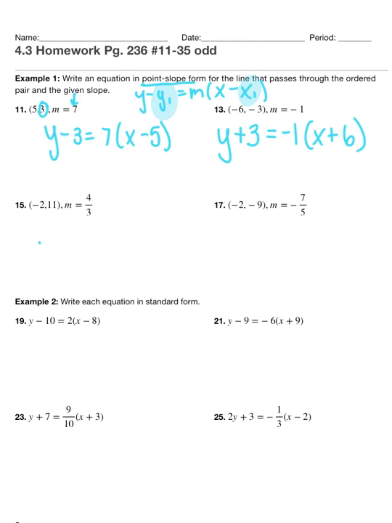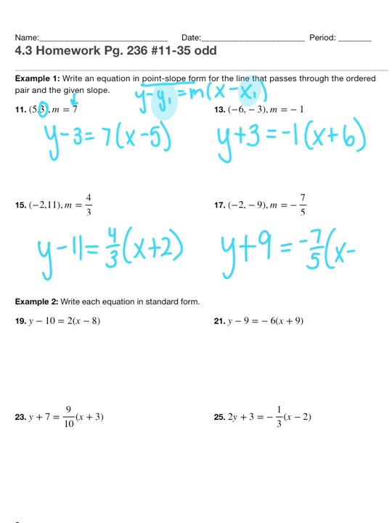On number 15, it's going to be y minus 11 equals 4/3 times x minus, and then it's negative 2 to merge with that to make a plus sign. And again, one more time, y minus negative 9 equals negative 7/5 times x minus negative 2. Done. And then the next part says to write each equation in standard form.